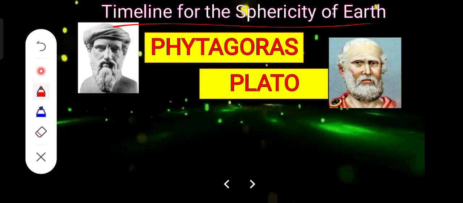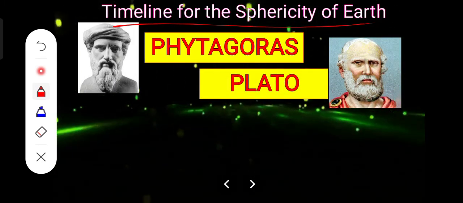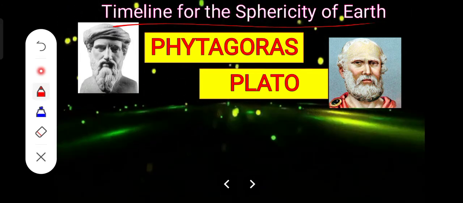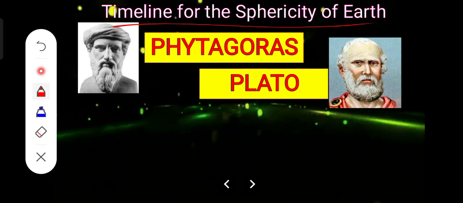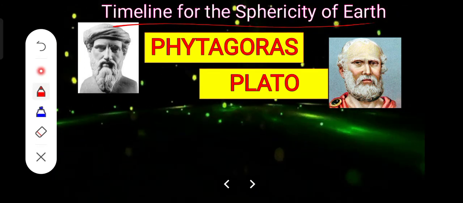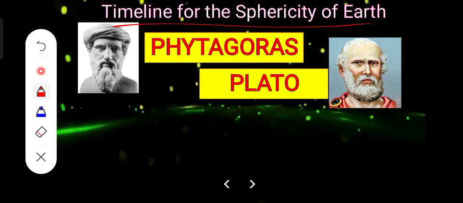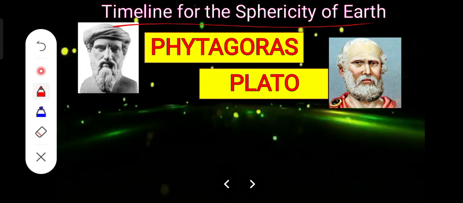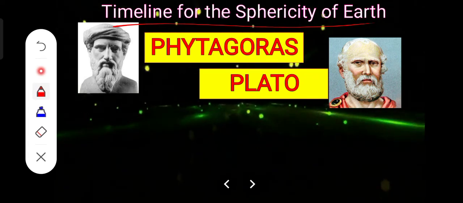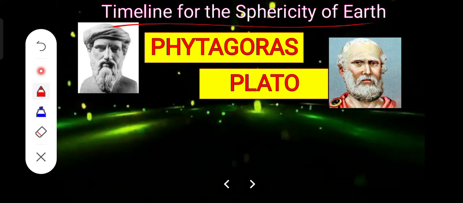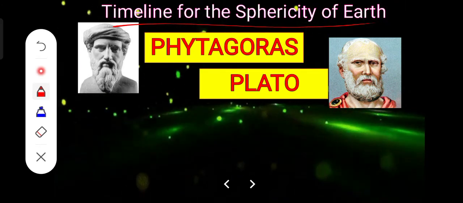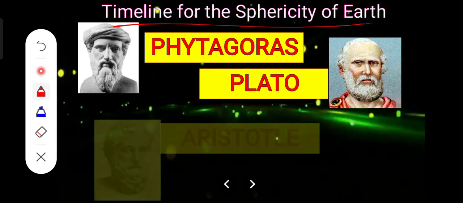We also have here Plato. Plato established the first school of thought in the Western region. He is a teacher and he educated his students on the sphericity of the earth. But take note, he taught his students, but with no justification. There is no proof of what he is teaching. He was just educating his students.